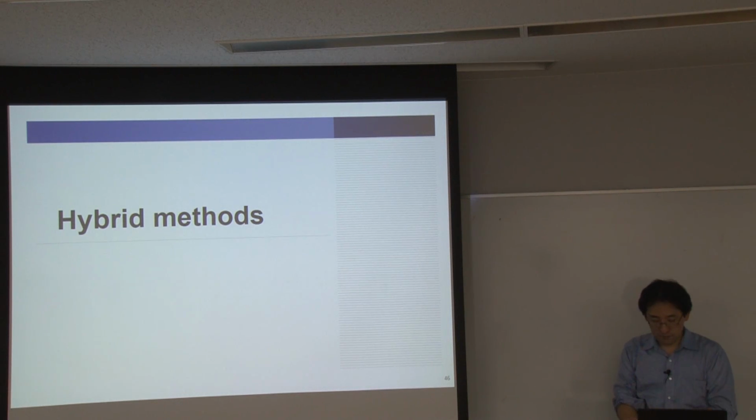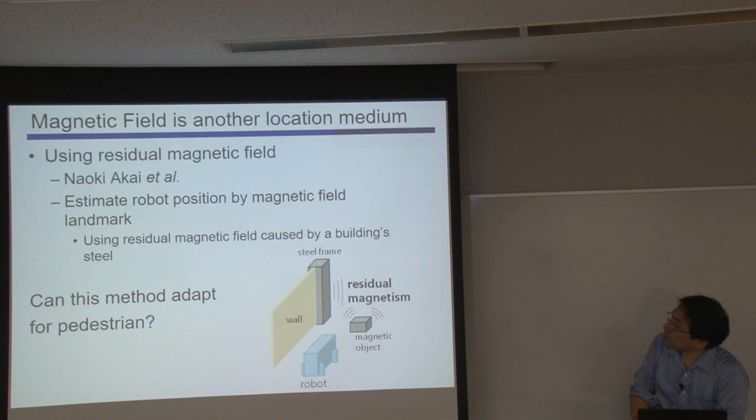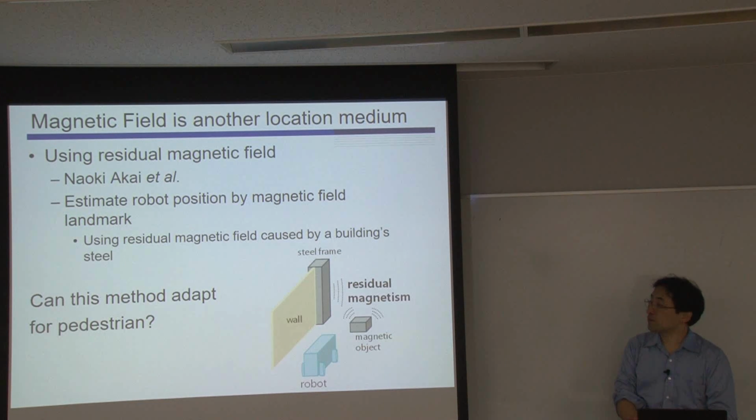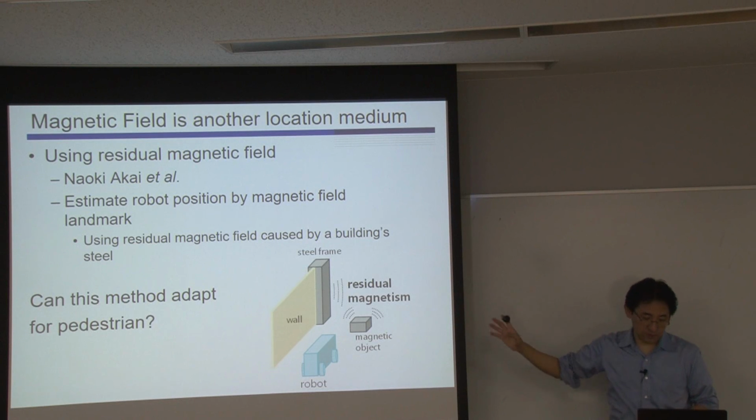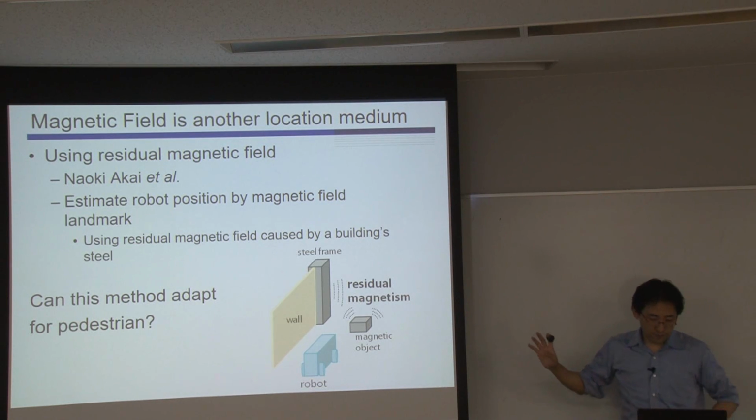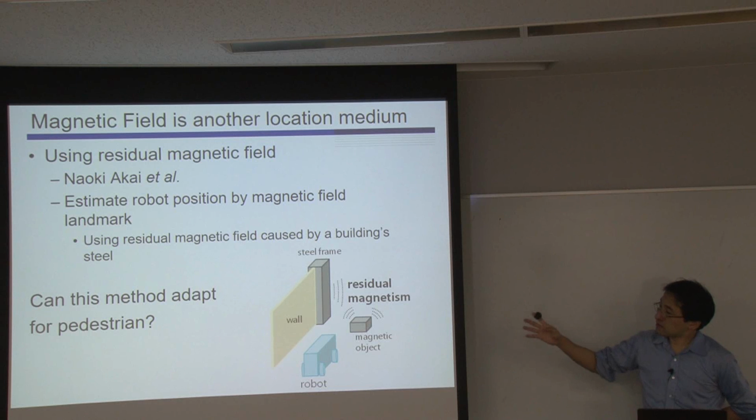To make the hybrid method, we also add the magnetic field. Do you know there is a magnetic field around here? Usually we have the magnetic field from Earth. However, each building has its own magnetic field because of the big steel inside. There is research on estimating the location of a robot like this, so we investigated this method for pedestrian localization.